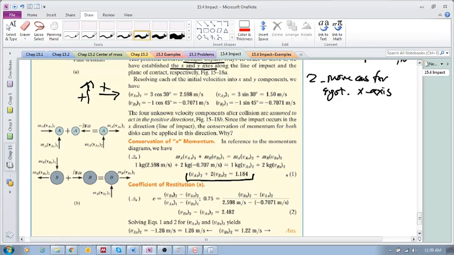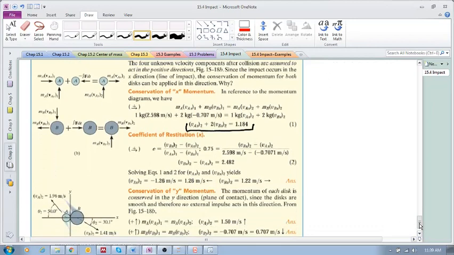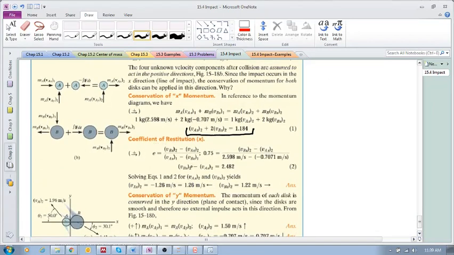Then the coefficient of restitution is also applied only in the x direction. Our coefficient of restitution is 0.75. Again, we get this equation. We have two equations, two unknowns. We solve and we get the final velocities after impact in the x direction. VAX2.